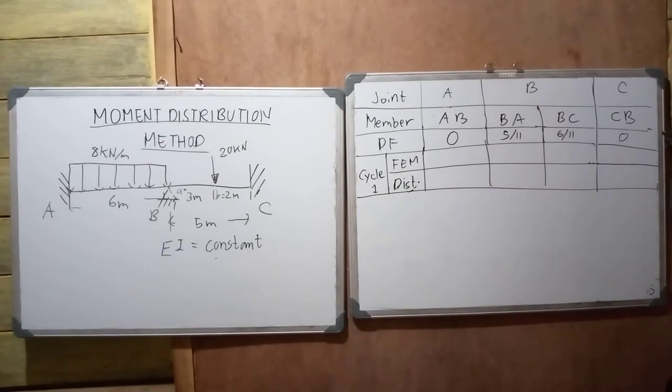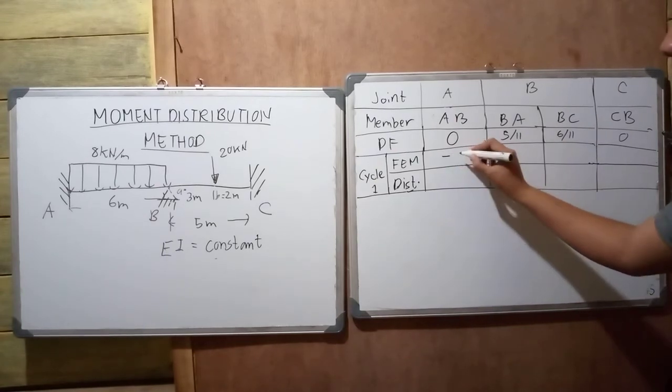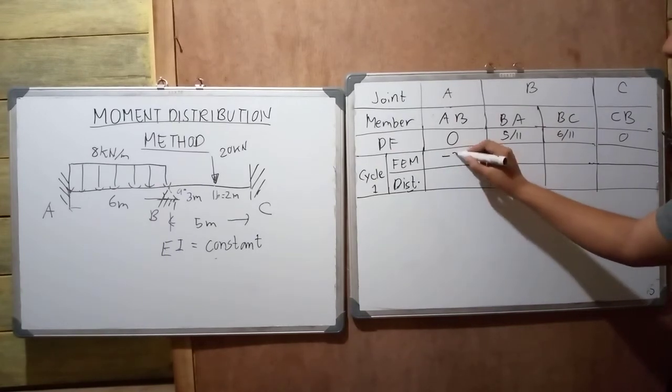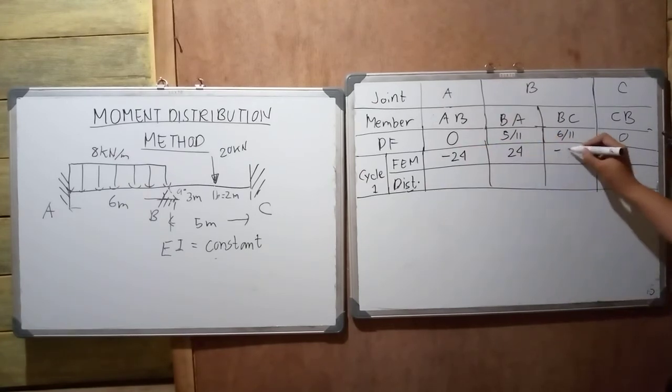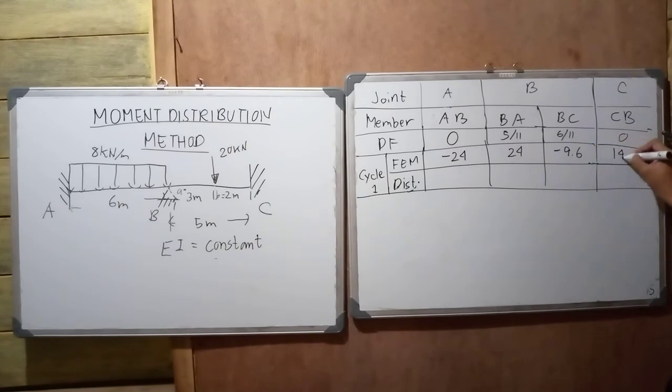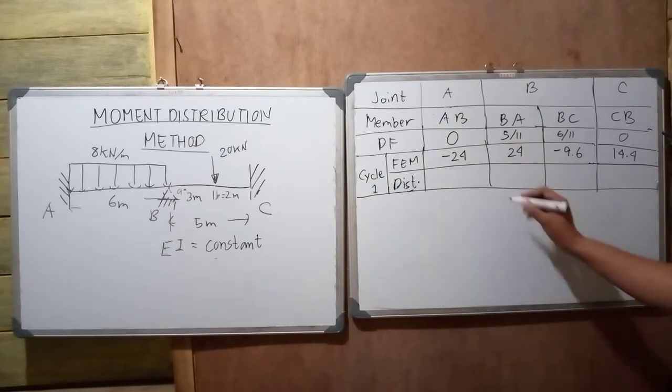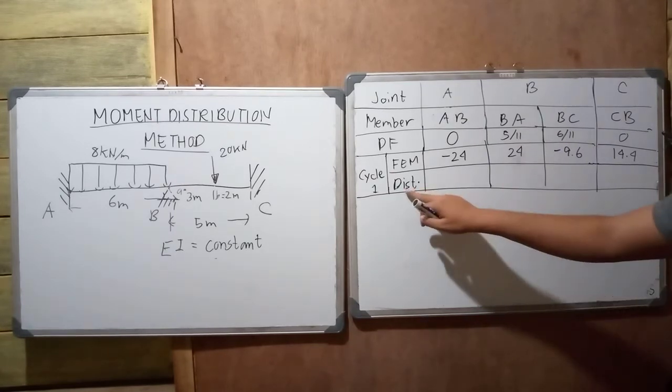So tandaan natin, yung fixed end moments natin is negative 24 dito, 24 dito, okay? Negative 9.6 and 14.4, okay? Yan. Okay? Tama ba? I-check ko muna ha. 30. Yan, okay. Tama. So then, okay, so, yan.